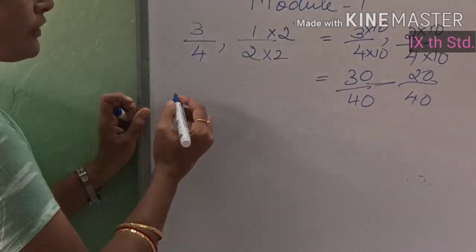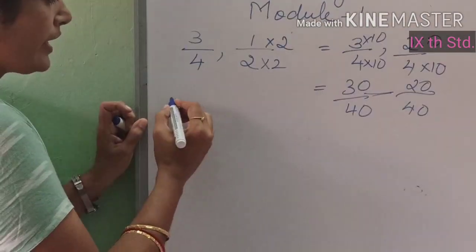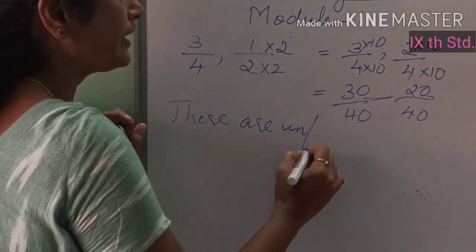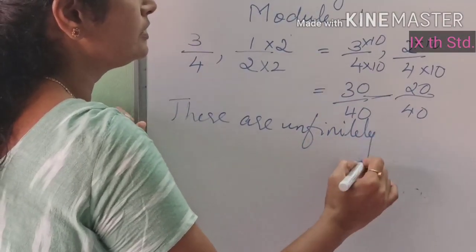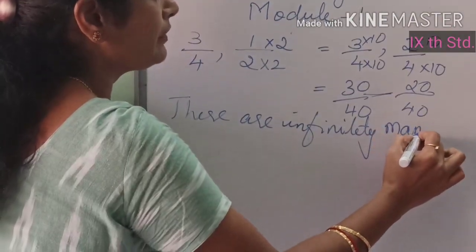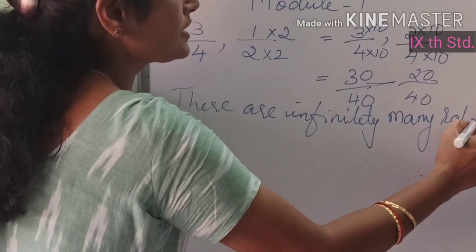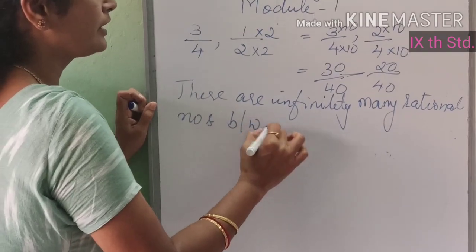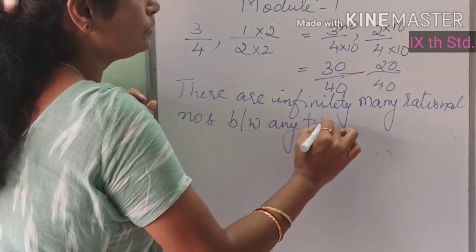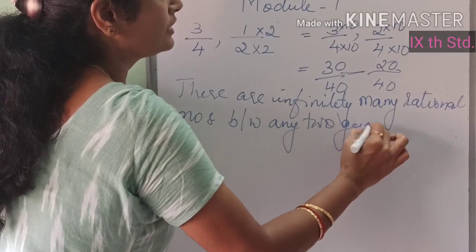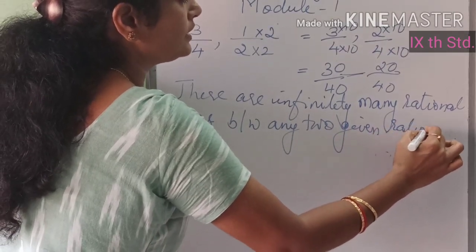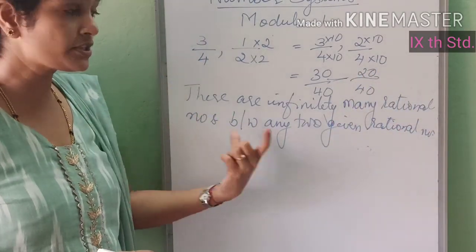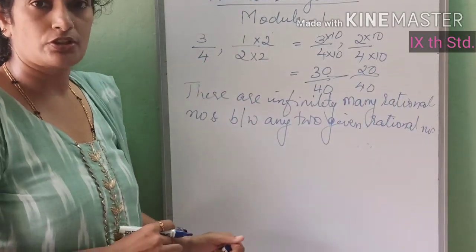So the property of rational numbers you have learned is that there are infinitely many rational numbers between any two given rational numbers, right? So given two rational numbers, you can produce infinitely many rational numbers between them.